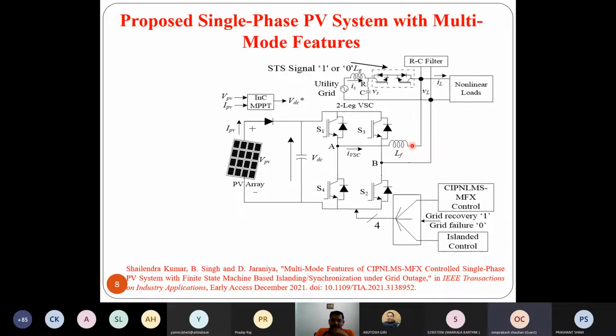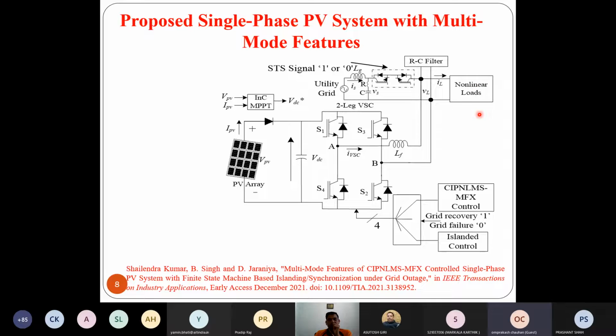When we have the power flow from the PV array to the VSC, the switch which is near to the PCC will be switched on. This switch will be on and the direction of current will be like this. And the diode of the second switch, which is toward the utility side, will be on. So this is the flow of power toward the utility side.